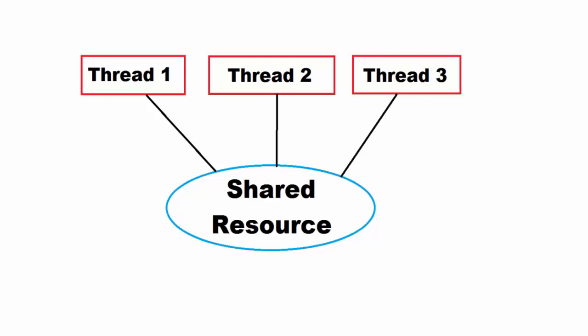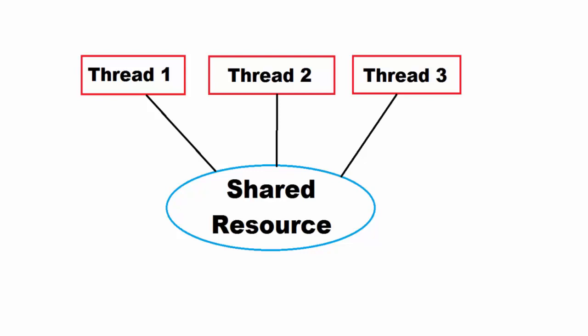So first of all, what is thread synchronization? Thread synchronization is defined as the mechanism which ensures that whenever two or more threads are executed in parallel or concurrently, and if they are sharing the same resource, in that case all the threads should not work simultaneously or parallelly on the same resource.